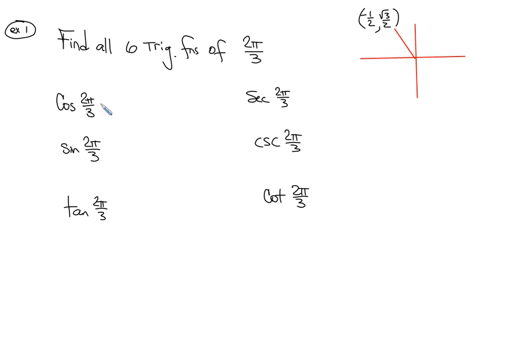So, remember that cosine is just the x-coordinate as long as we're dealing with the unit circle, so that's going to be our negative 1/2. Sine is our y-coordinate from the unit circle, that's rad 3 over 2. We know that tangent is y divided by x. But we don't divide by fractions, we multiply by the reciprocal, so this becomes rad 3 over 2 times negative 2 over 1, which just gives us negative square root of 3.